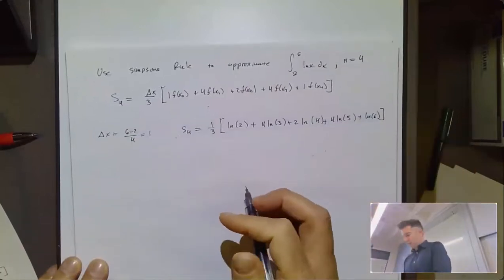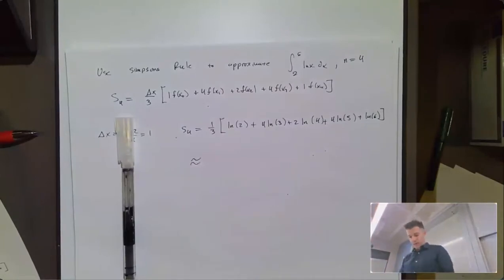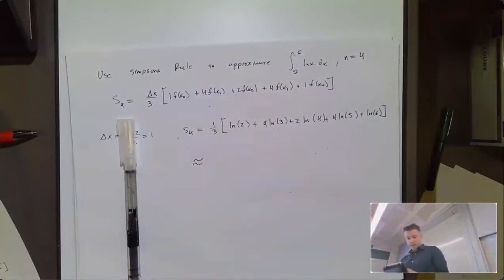And this ends up being approximately something I didn't already calculate ahead of time. So let's calculate it real quick. We get 1 divided by 3 times the gross numbers here. Let's see. All right. And so we got natural log of 2 plus 4.